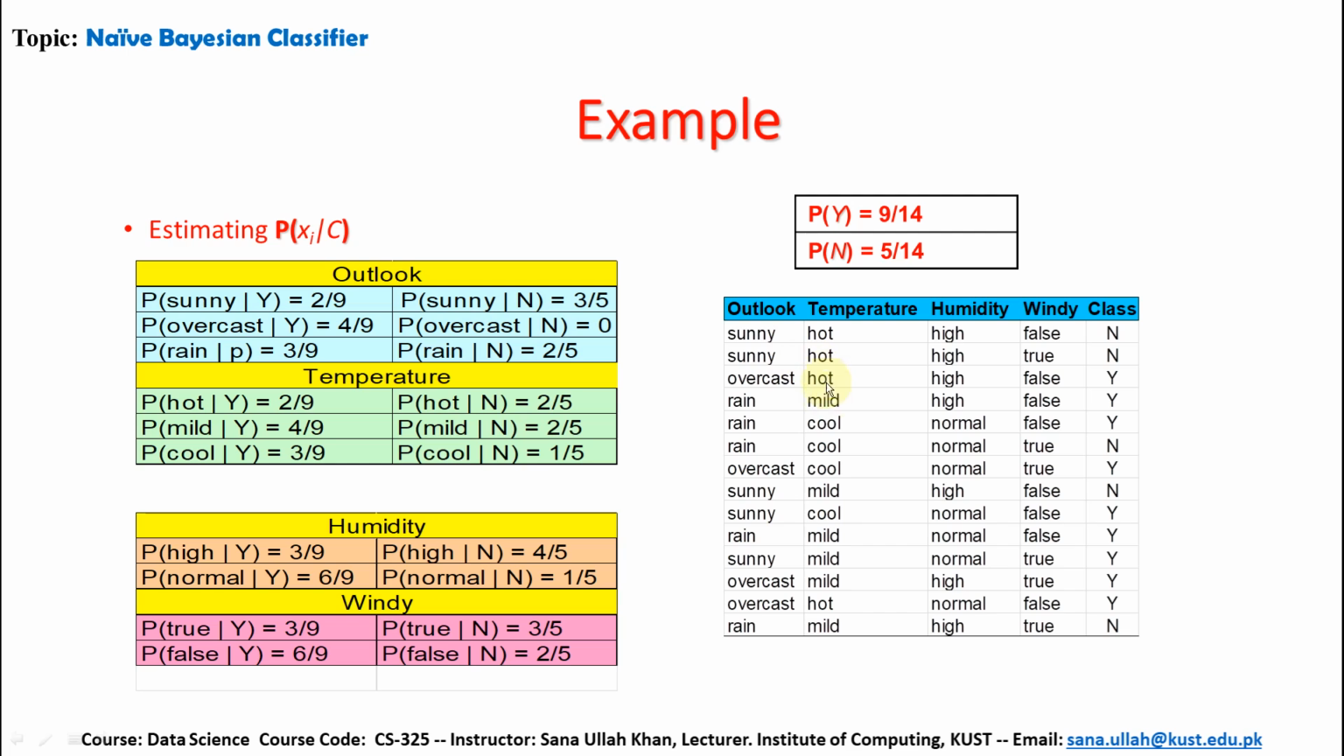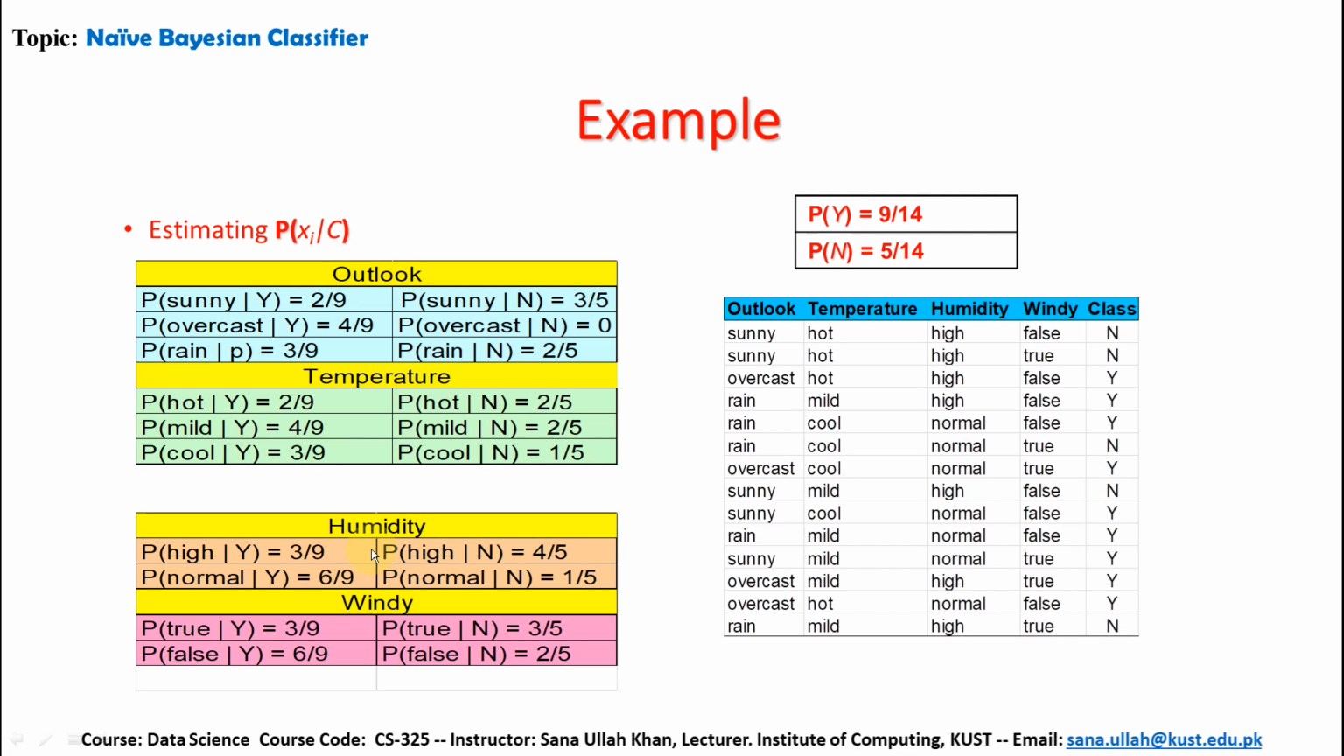Mild: check it, 1, 2, 3, 4, 5 and 6. The total number of mild temperature is 6. Associated with yes, 1, 2, 3 and 4, so 4 are associated with yes. The probability of mild with no: the total is 6 and 2 remain, so 2 are associated with no. Now the probability of cool: 1, 2, 3, 4, the total is 4. Now check with yes: 1, 2 and 3. So 3 by 9, so 1 by 3.